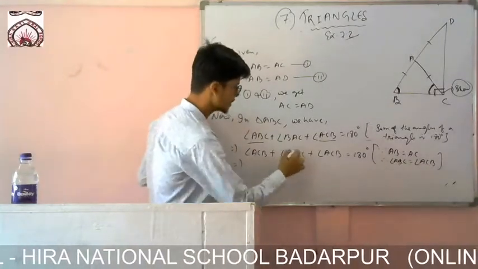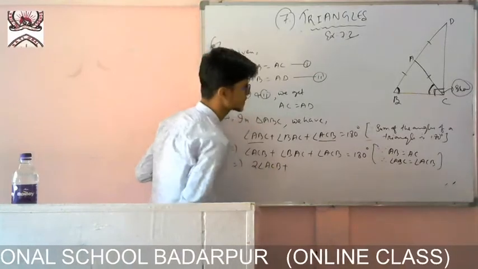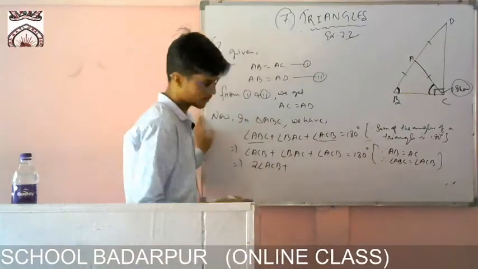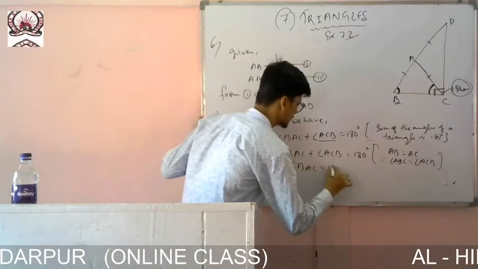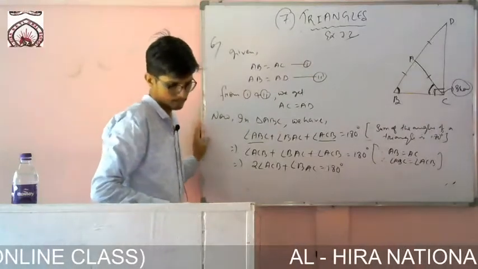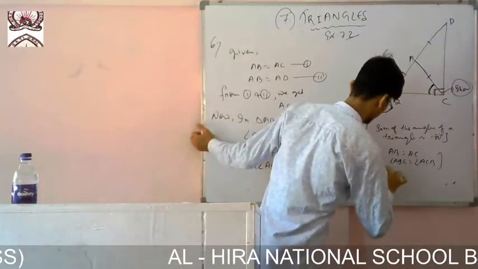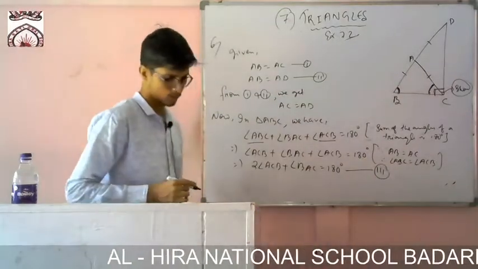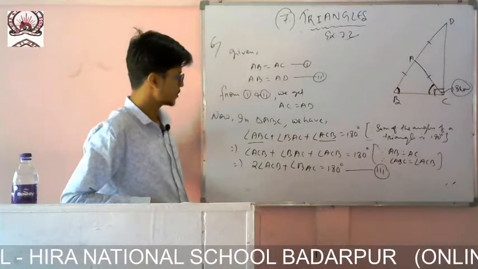So ACB how many times? 2 times. So twice angle ACB plus angle BAC equals to 180 degree. Okay. So this will be our equation number 3. What we have got? Twice angle ACB plus BAC equals to 180 degree.